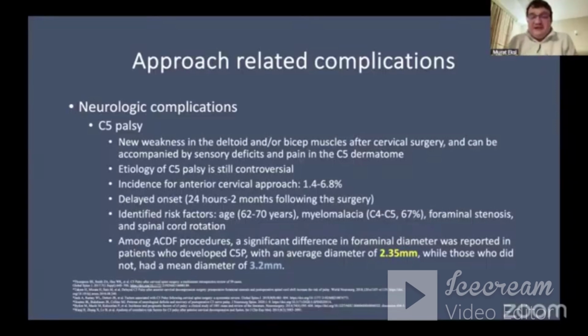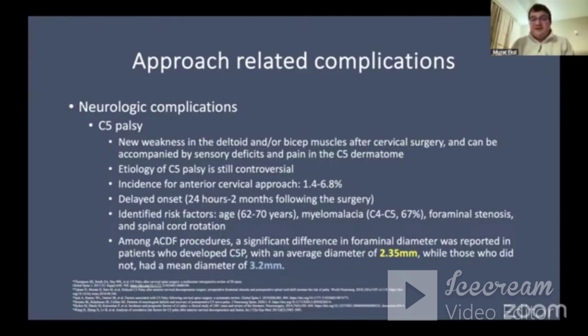C5 palsy, yes, it's more common in posterior cervical procedures, but it's also observed in anterior-related surgeries. Its signs and symptoms are weakness in the deltoid and biceps muscles after cervical surgery, and can be accompanied by sensory deficits and pain in the dermatome of C5. Its etiology is unclear. There are many theories for that. Its incidence is rare. It's of late onset.